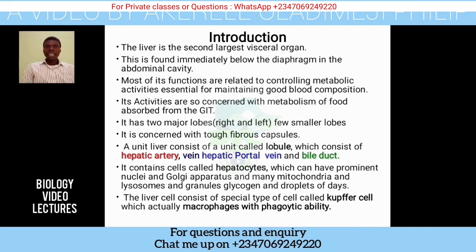Its activities are so concerned with metabolism of food absorbed from the GIT, that's the gastrointestinal tract. We get to see how the liver helps to manage the content of food that comes in, how it screens it. Now, it has two major lobes, the right and left lobes, which will be seen in a moment.